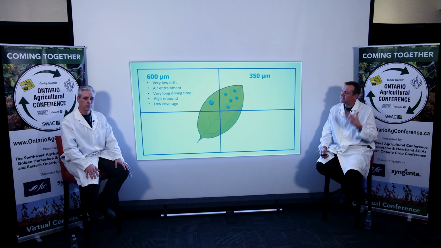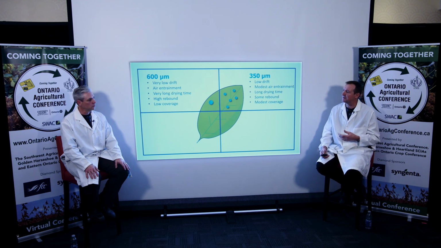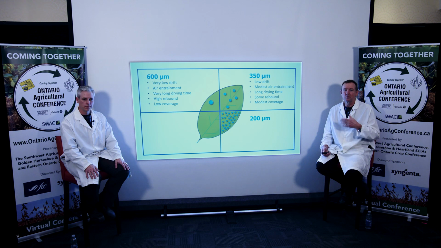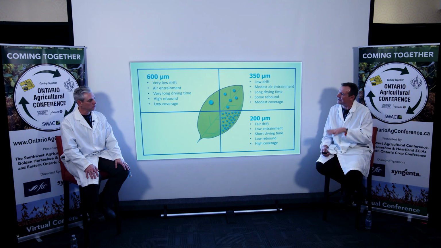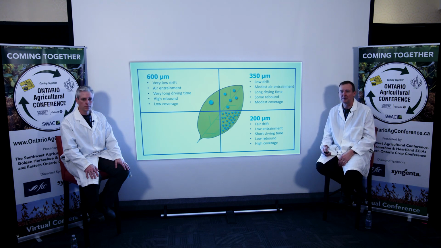When we go to a more intermediate sized droplet, this would be a coarse spray quality. We still have relatively low drift. We have modest kind of air entrainment, modest coverage. Everything's kind of in the middle. It's a bit of a compromise spray. Does a few things sort of well, but none of them really exceptionally well. We get a little bit smaller. This would be a medium spray quality. We still have a fair bit of drift now because they're getting smaller. We have a fair number of droplets, so we have good coverage and sort of faster drying times, maybe less uptake as a result of that for some active ingredients that require the liquid.